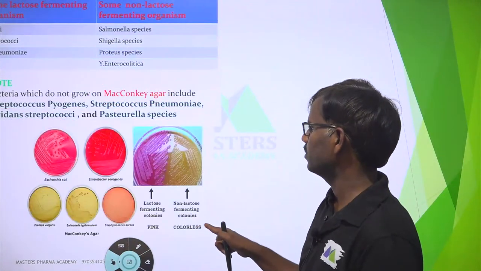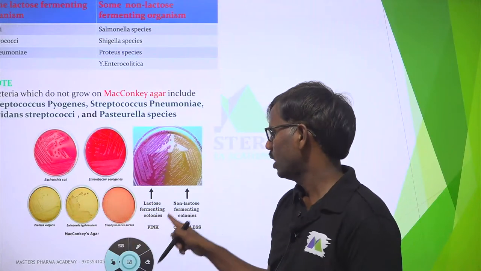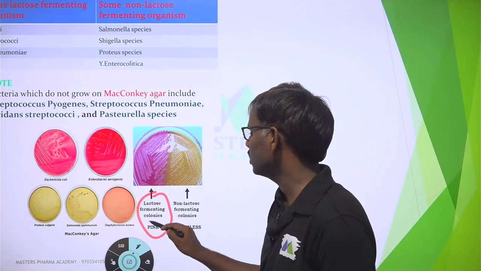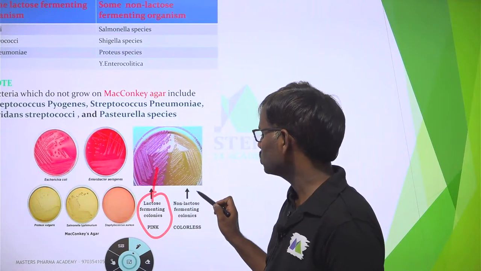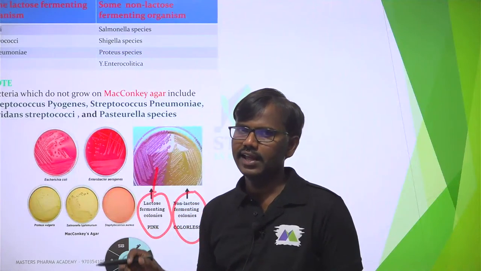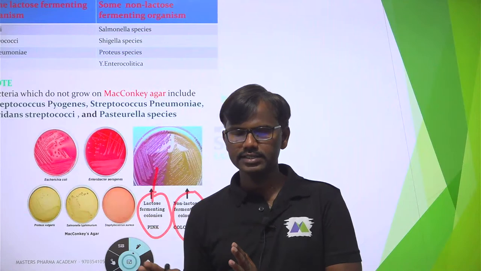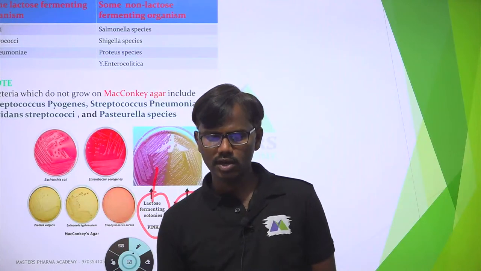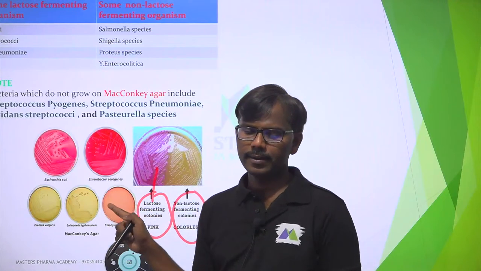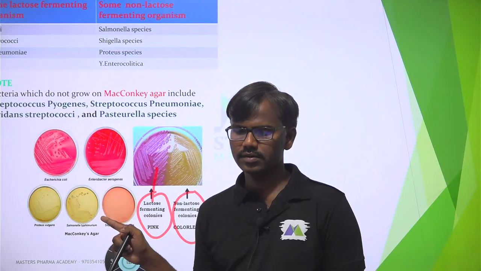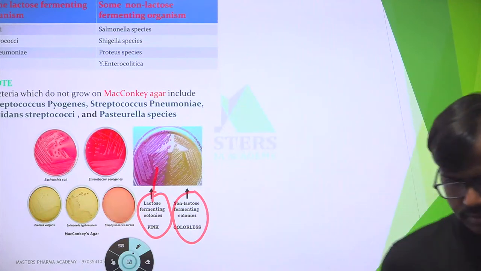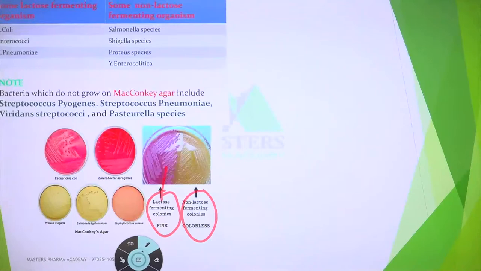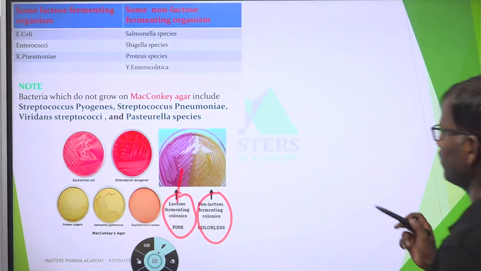And then what are the different other media? Again, an important point you must remember: in MacConkey medium, there are two different types. Lactose fermenting bacteria give pink color, and non-lactose fermenting bacteria are colorless. For bacteria present in the enteric system, MacConkey medium differentiates whether they are lactose fermenting or non-lactose fermenting. Fermenting gives pink color, non-fermenting is colorless. MacConkey medium differentiates the microorganisms, right?